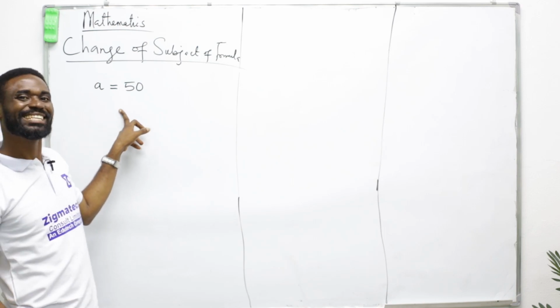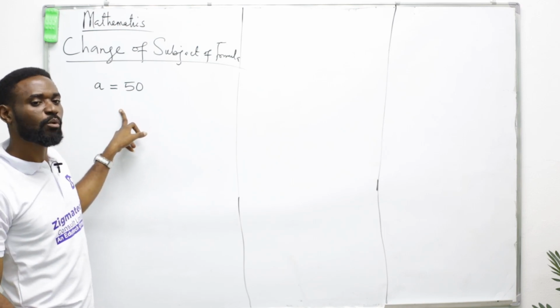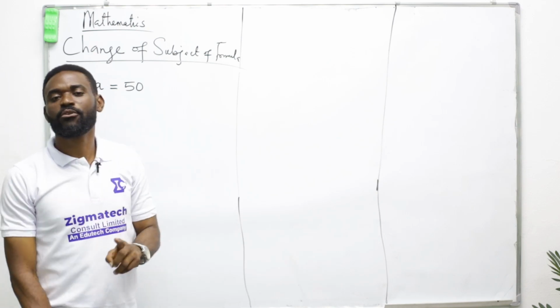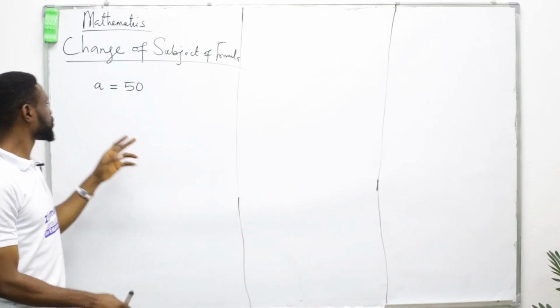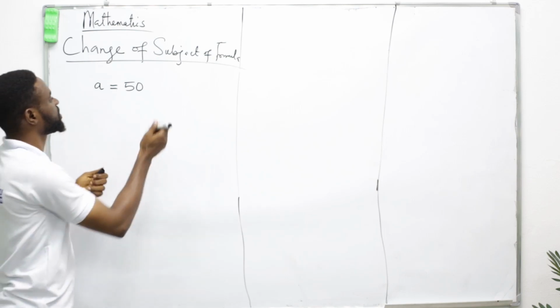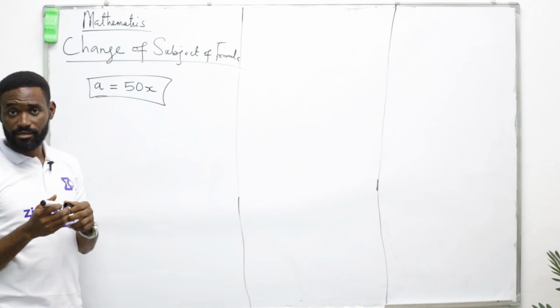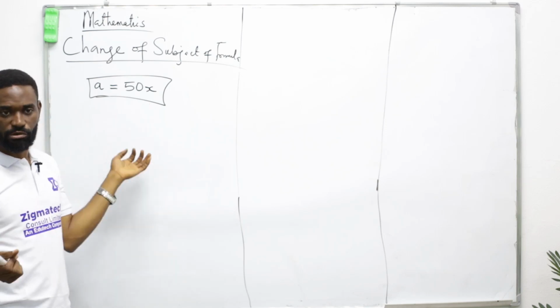satisfy calling this thing a formula. Do you know why? Because it does not have at least two unknowns. For it to be a formula, there must be two unknowns. So if this was A is equal to 50x, this is a formula. Do you understand? So a formula must have two unknowns.